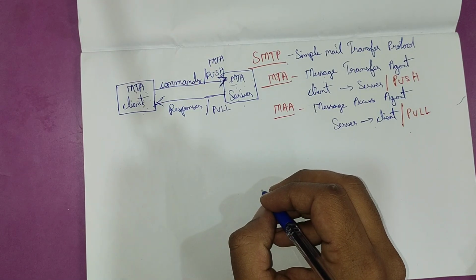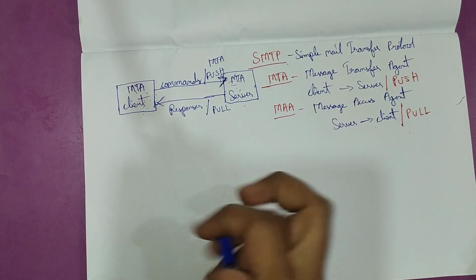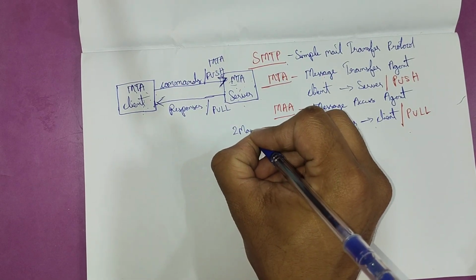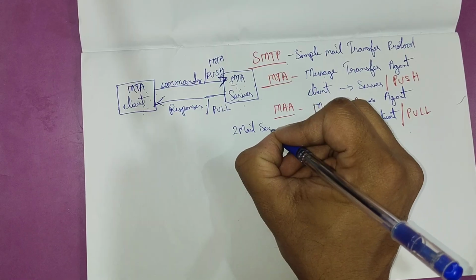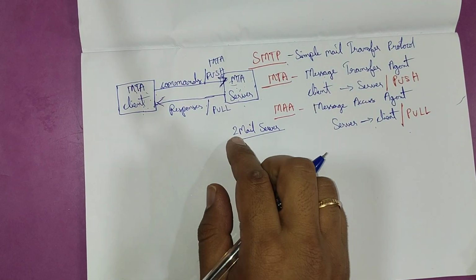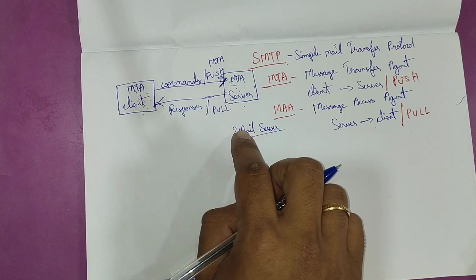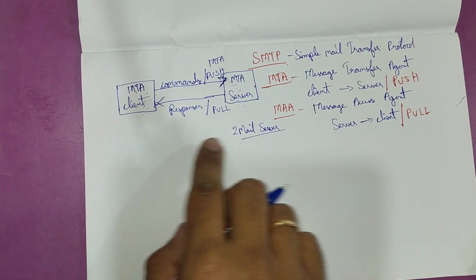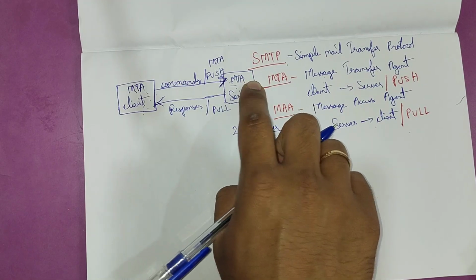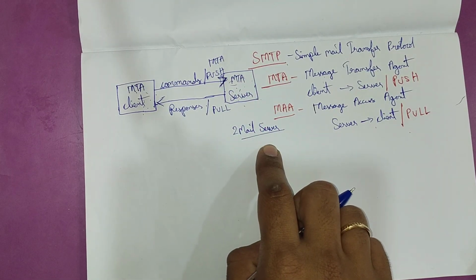For that purpose, I'm going to create two servers. I'm going to create two mail servers. What they are going to do is they will be connected to the internet, and the client MTA will be connected to one mail server, and the server MTA will be connected to another server.